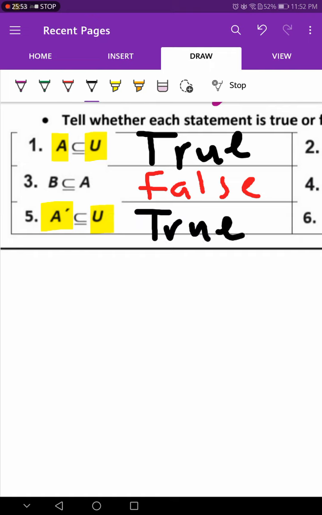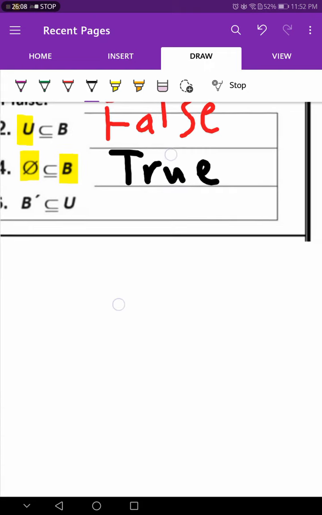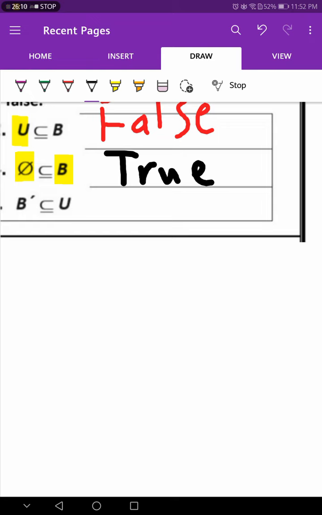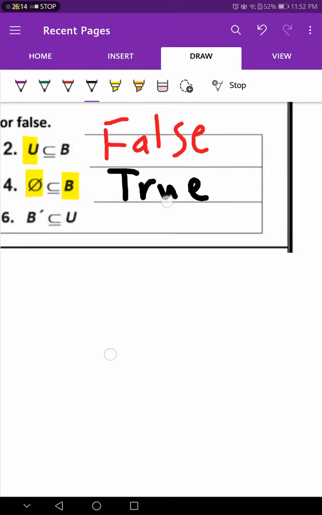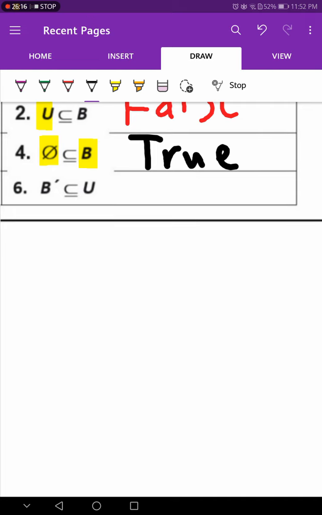So teacher, the A complement is a subset of U? Yes. Okay. Now number 6. Is the B complement a subset of U? Surely yes. Because a complement is a subset of U, so the B complement is a subset of U.